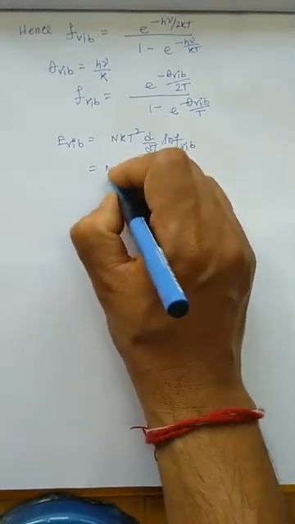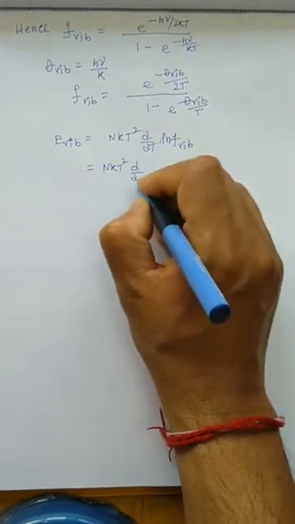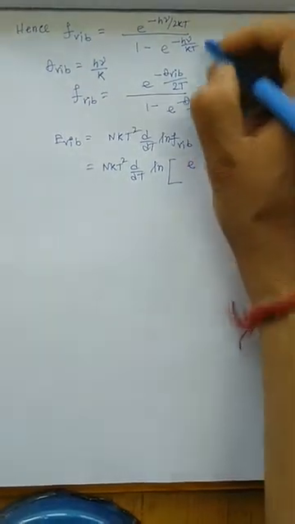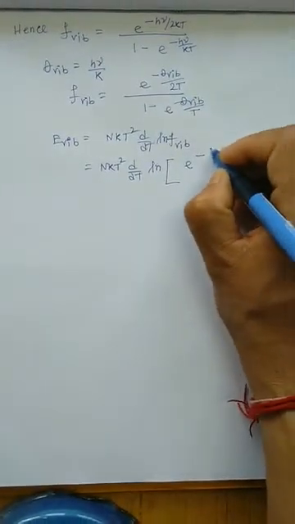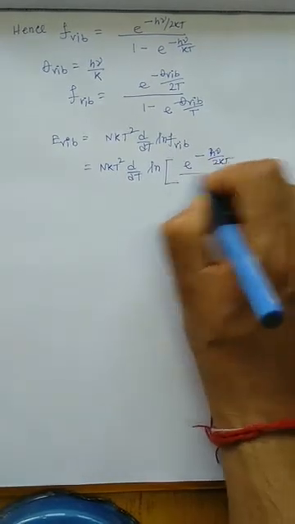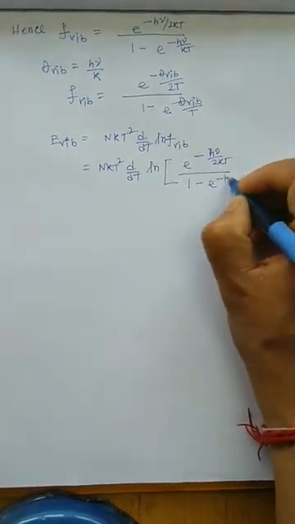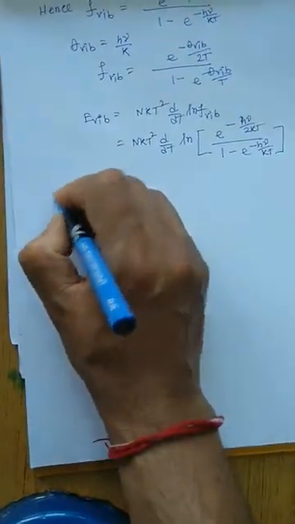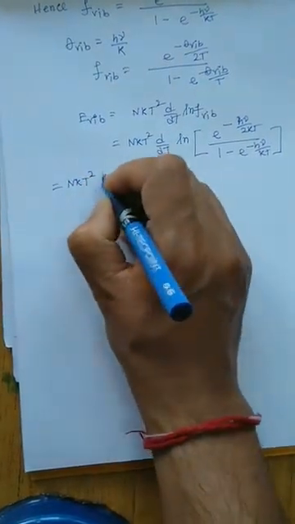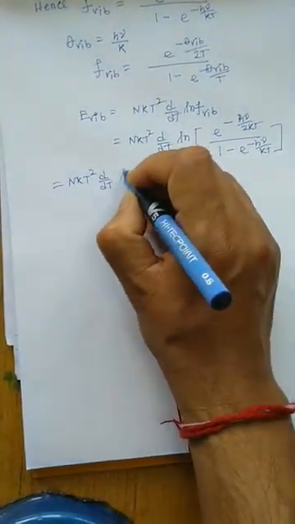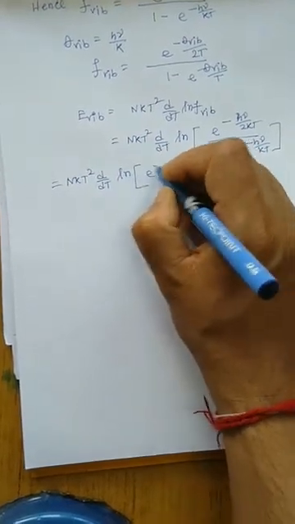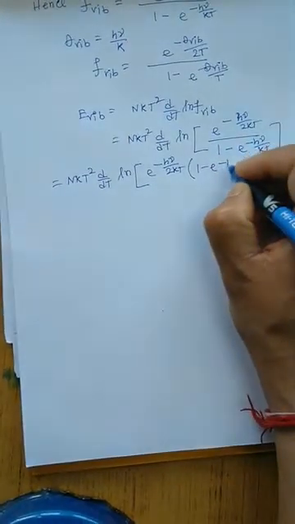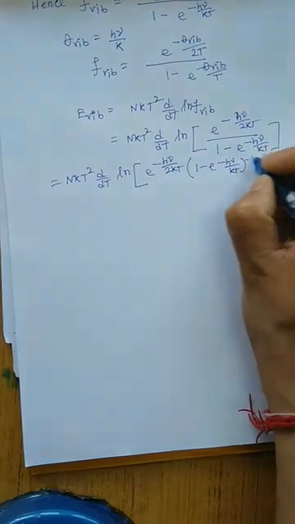So NkT squared d/dT ln f, in place of f I put e to the power minus h nu by 2kT divided by 1 minus e to the power minus h nu by kT. Or I can make it a little simpler: NkT squared d/dT ln of e to the power minus h nu by 2kT multiplied by (1 minus e to the power minus h nu by kT) to the power minus 1.